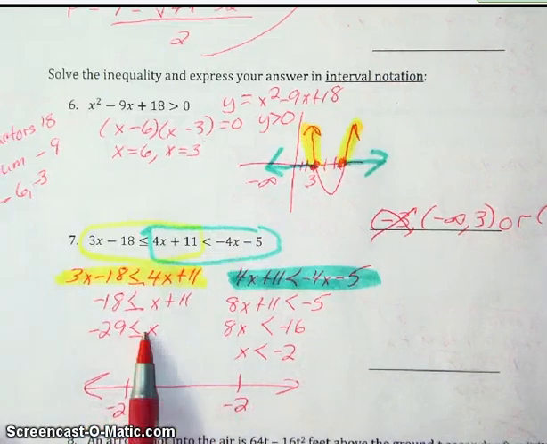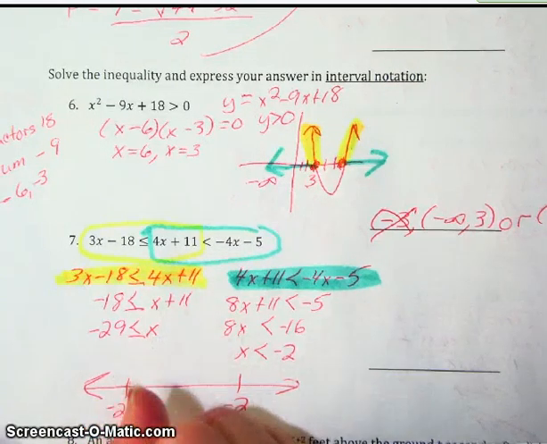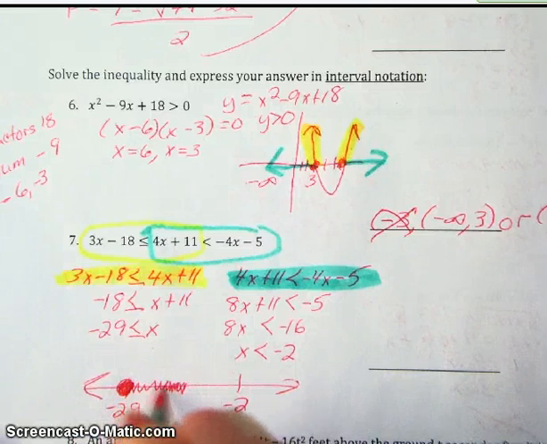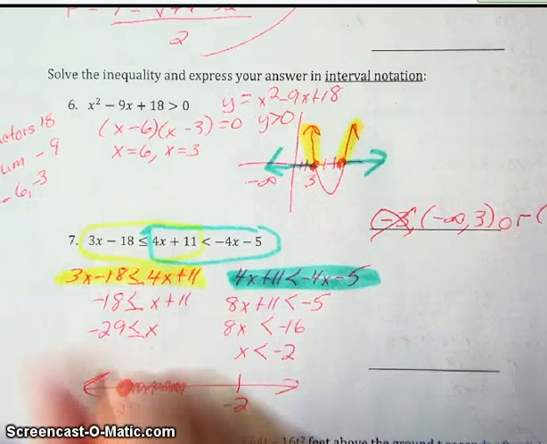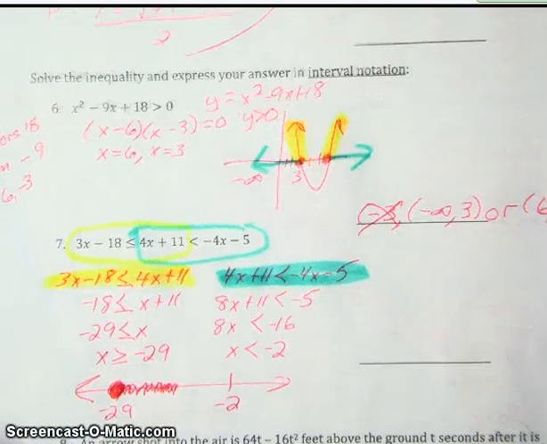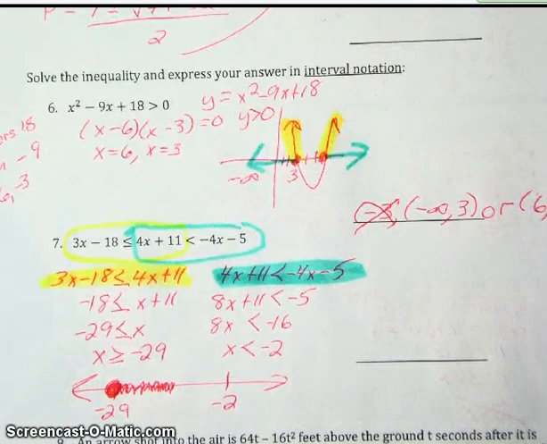Okay, x has to be bigger than or equal to. I'm going to shade this dot in. This dot is included, and everything to the right, because it's x is greater than. This is the same thing as saying x is greater than or equal to negative 29. And then I've got x is less than negative 2.